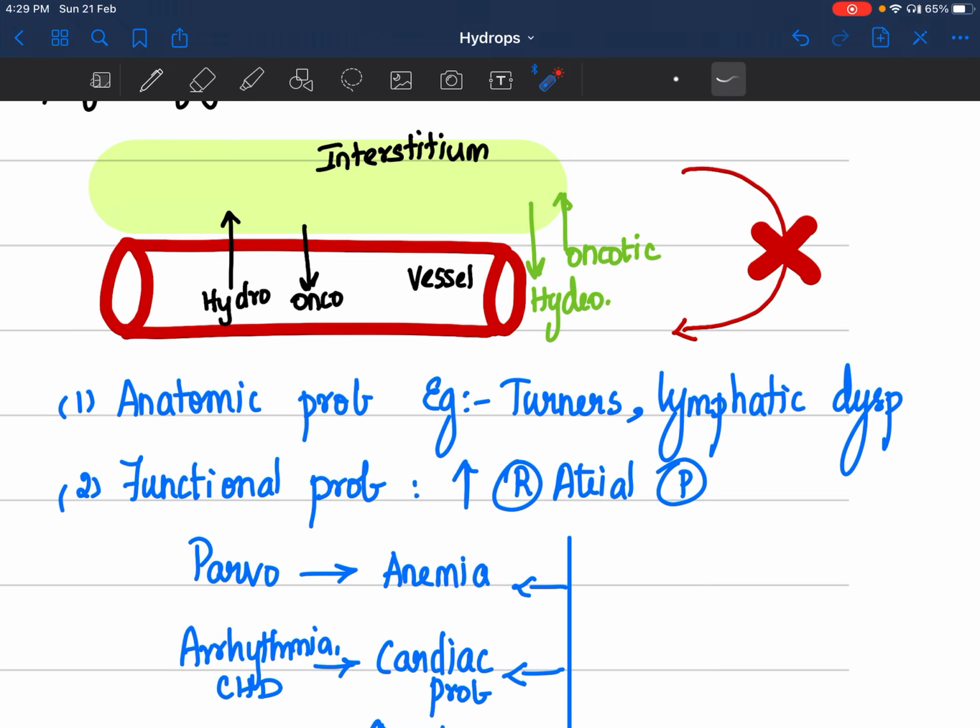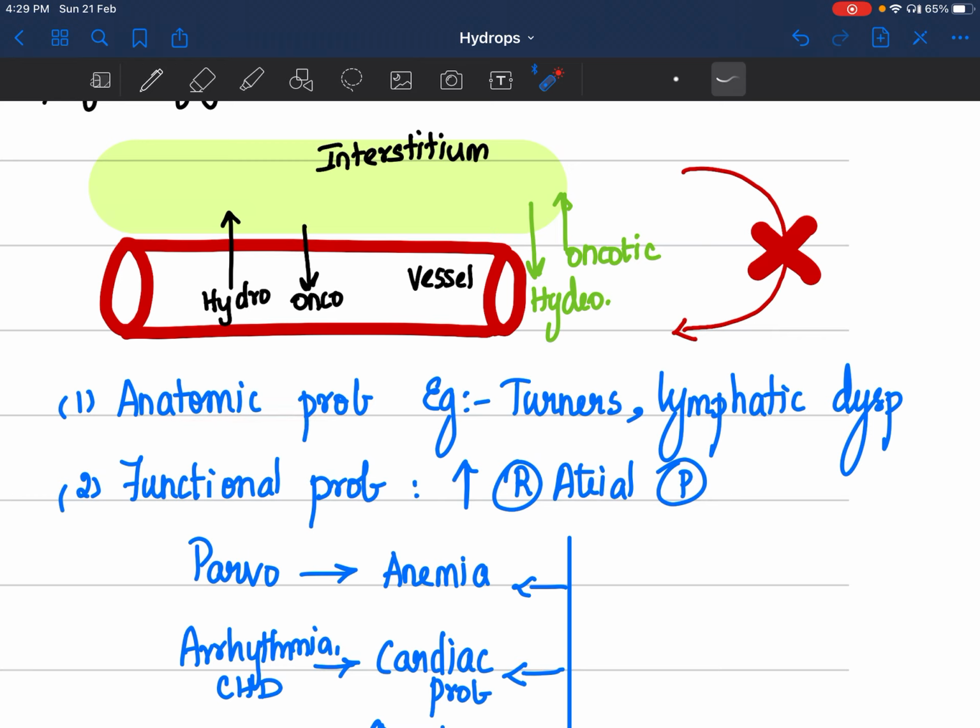What should happen normally? Through arterioles, some fluid will come into the interstitium, and when the venule comes, this interstitial fluid should go back into the vessel, right? But it is not going back to the vessel. So what could be the possible causes? Things that should transmit to the small lymphatics may not be working well. So it's an anatomical problem, like in case of Turner's or a lymphatic dysplasia.